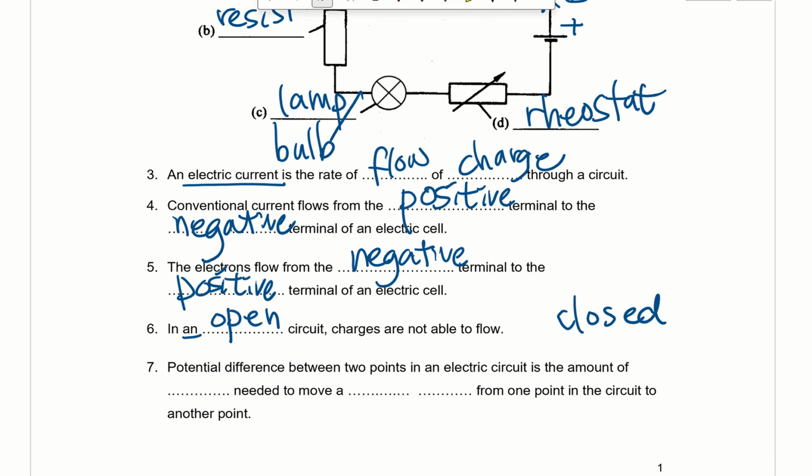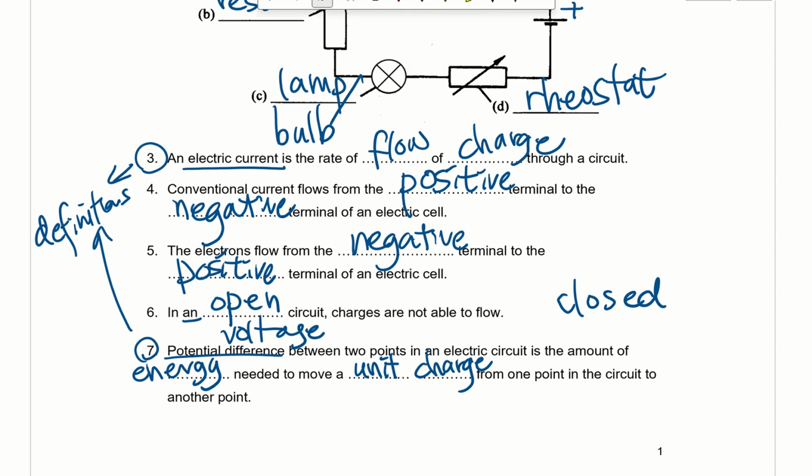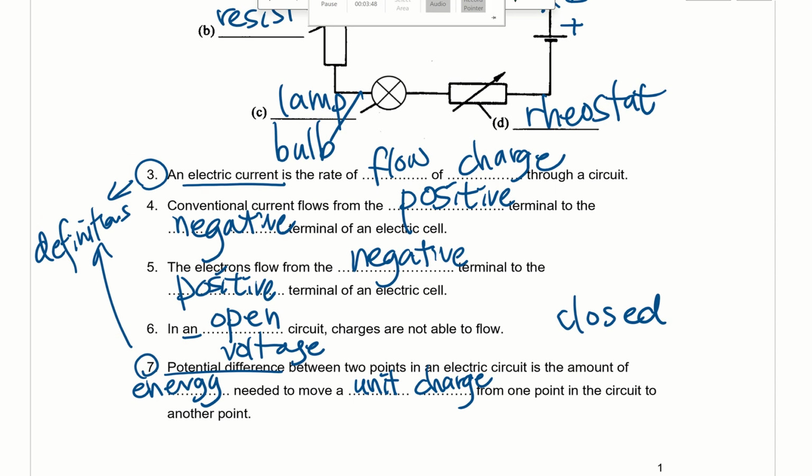Now, potential difference between 2 points, I told you is also called voltage. Potential difference between 2 points in an electric circuit is the amount of energy needed to move a unit charge from one point in the circuit to another point. You might want to take note that number 7 and number 3 are both definitions. Sometimes you will be asked to state the definition, meaning what they mean. Please take note of that. Can I move on?